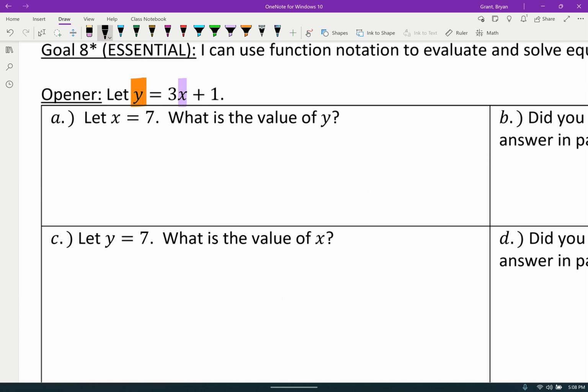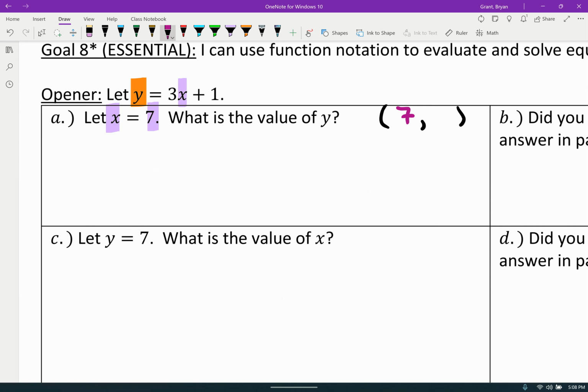A. So A says, let x equal 7. What is the value of y? If you wanted to think of this in terms of a coordinate point on a graph, what they're telling us here is they're telling us the x value is 7.